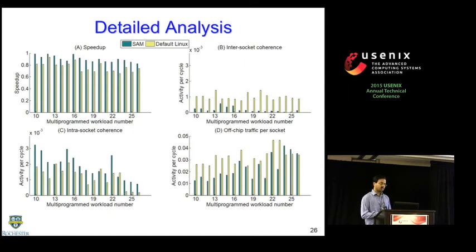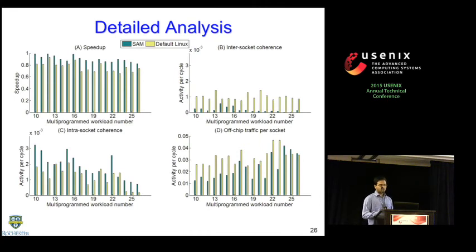A bit more detailed insight into why we see this performance: we can see from figure B that most of the inter-socket coherence activity has been detected and reduced in the case of SAM. We also see an increase in a lot of the intra-socket coherence activity, which shows that we have localized most of the task communication as much as we can.